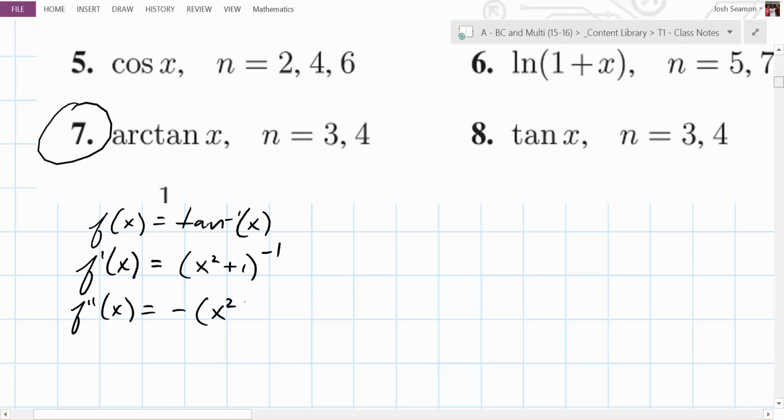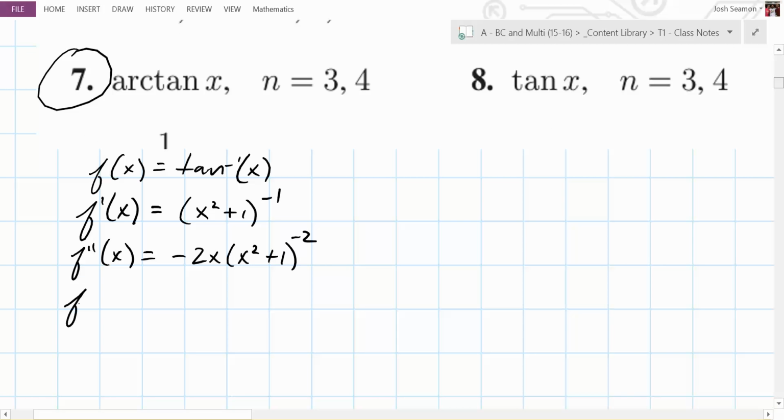Negative x. Yeah, so you want to put it in front? Sure, we can do that. Negative 2x, x squared plus 1 to the negative 2. Let's just do one more for fun right now. What do you have to use at this point? Product rule. You've got to use the product rule and the chain rule.